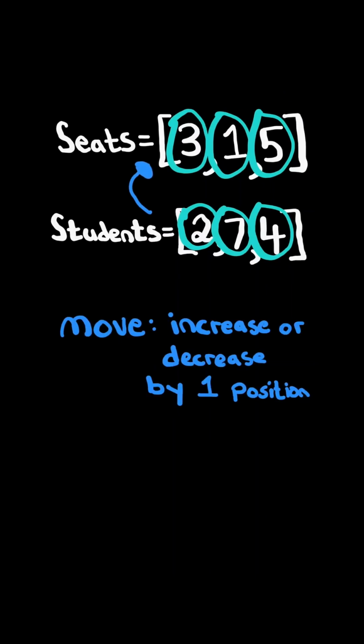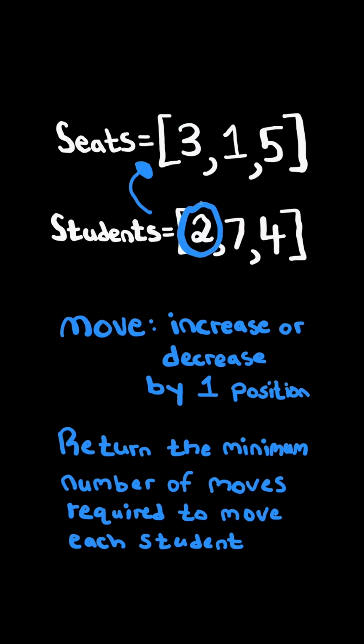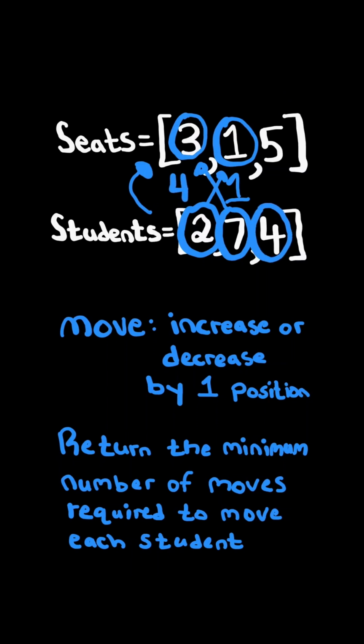In order to do so, we are able to move a student by increasing or decreasing their position by 1. Return the minimum number of moves required to move each student. For example, we can move the student at position 2 to seat 1 by decrementing its position by 1. Now, let's move the student at position 7 to seat 3 by decrementing their position by 4. And finally, let's move the student at position 4 to seat 5 by incrementing their position by 1.